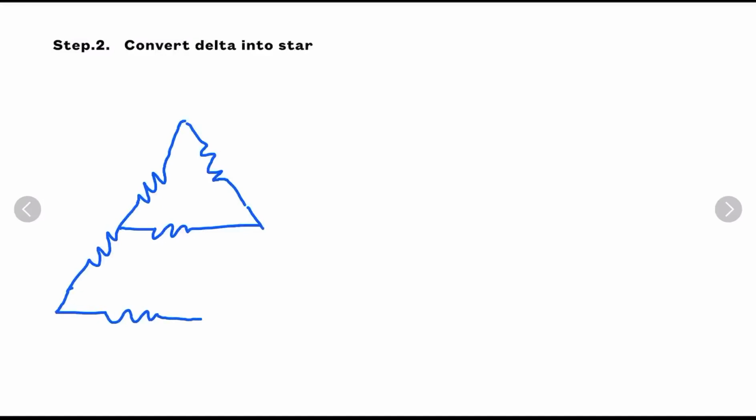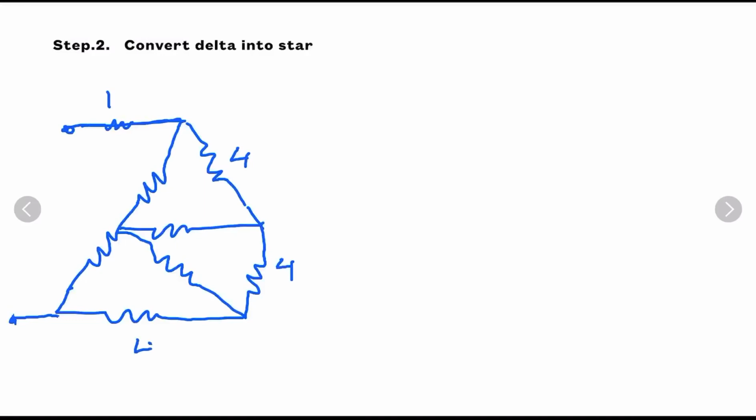Okay, so we will again redraw the circuit. And if you remember, for converting delta into star, what we do first is we will draw a star inside the delta. Yes, here we are having 1 kilo ohm. This is 4, 4, 4.